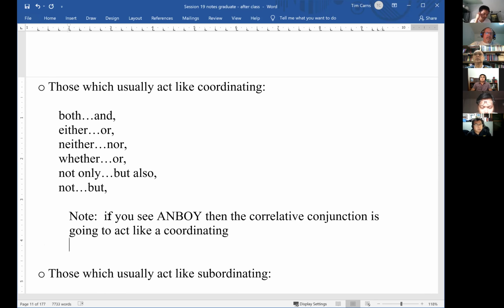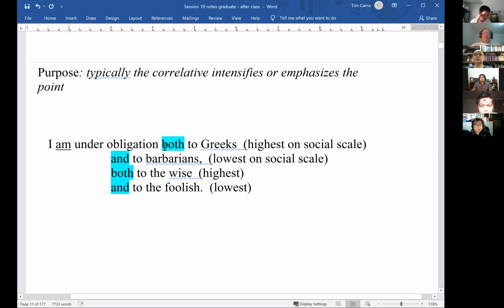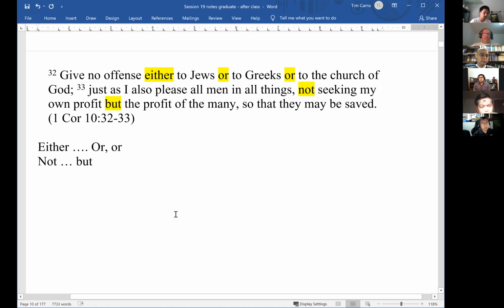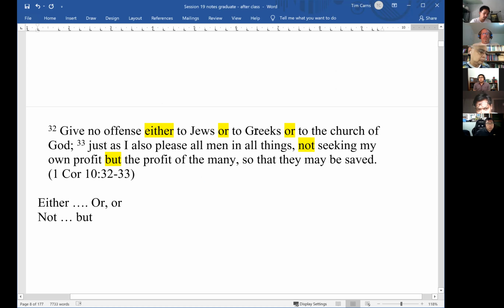And we can test that out by going back here. Remember, coordinating conjunctions join words, phrases, or clauses that are equal grammatically. Here, both and is joining Greeks with barbarians. It's the exact same grammatical function. They're equal. So this is a coordinating conjunction. To the wise, to the foolish. Again, grammatically equal. We could go back to the previous. Give no offense either to Jews or to Greeks or to the church. Again, Jews, Greeks. They're all prepositional phrases, grammatically the same. And so it's a coordinating conjunction.